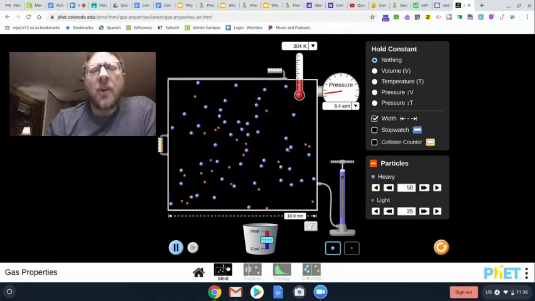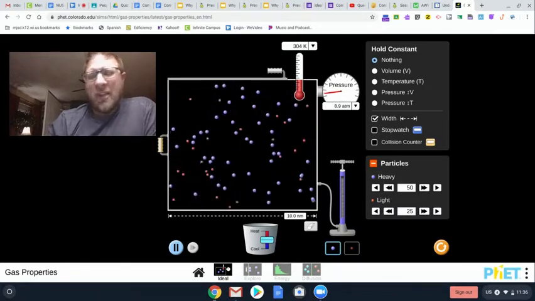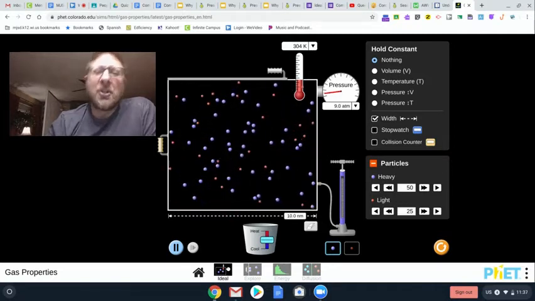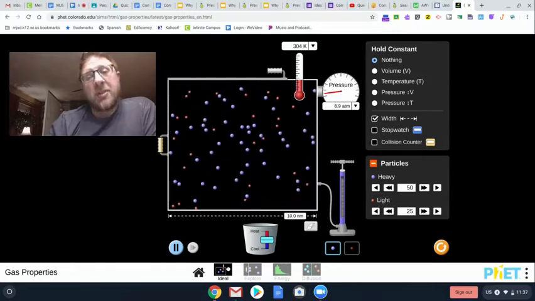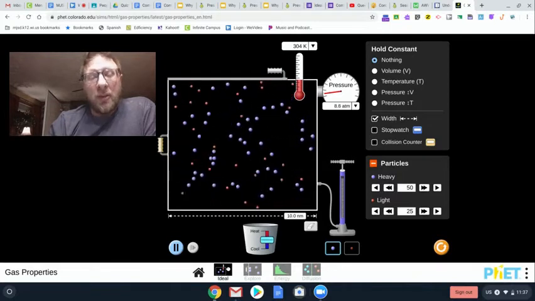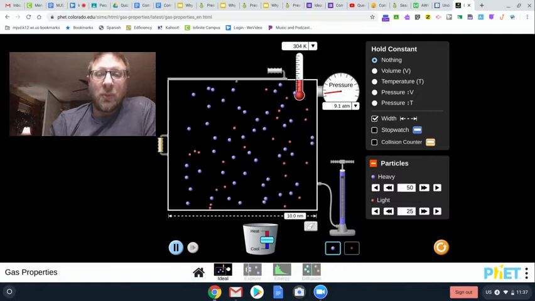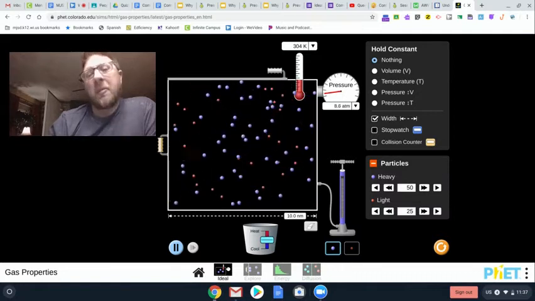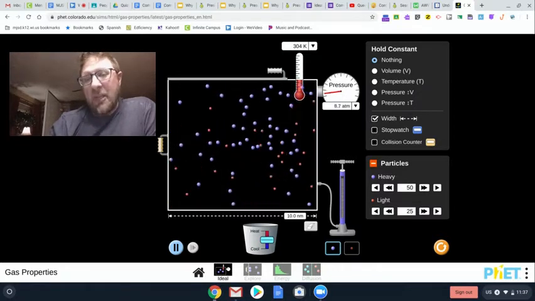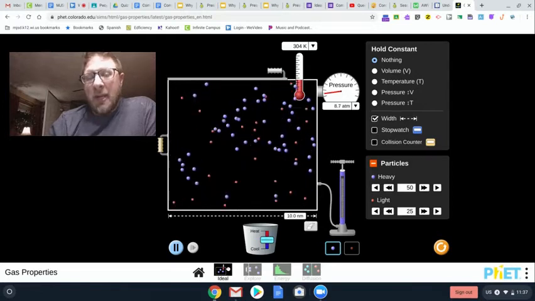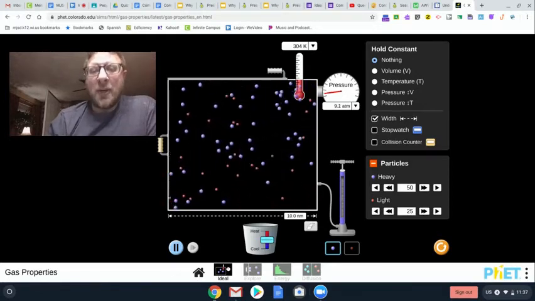If we looked at the partial pressures of each of those, remember we have that Dalton's law of partial pressures, which says that the total pressure of the gases in a container is the sum of the individual pressures of each gas, or the sum of the partial pressures of each gas. So something to keep in mind as we get ready to wrap this unit up.